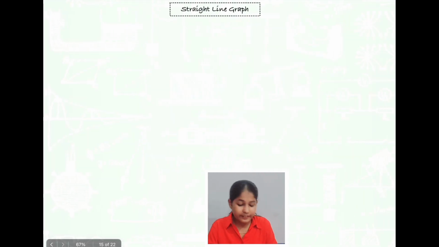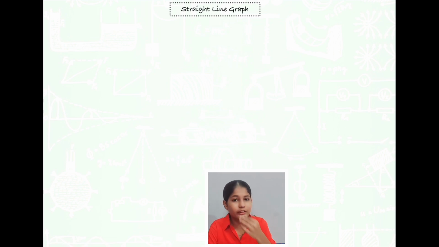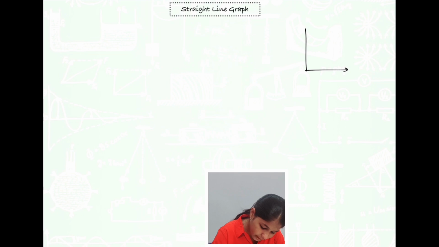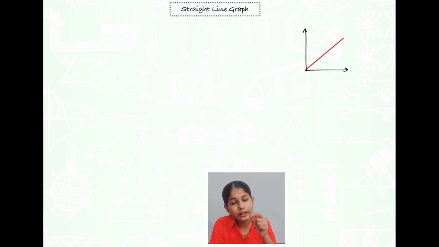Our next topic, and now actually the actual topic is going to start, that is straight line graph. So first of all, as I was telling, I am going to make just a graph, and here you can see that this is a straight line graph. This is our straight line. Now, what is the general form? As you know, when you were understanding linear equation in one variable, linear equation in two variables.